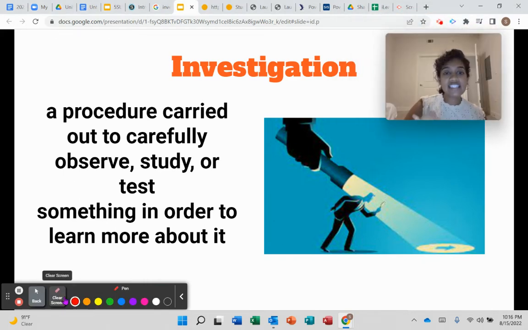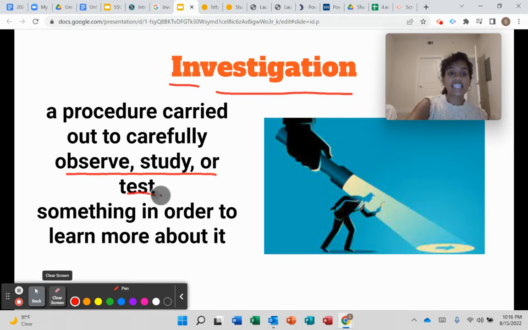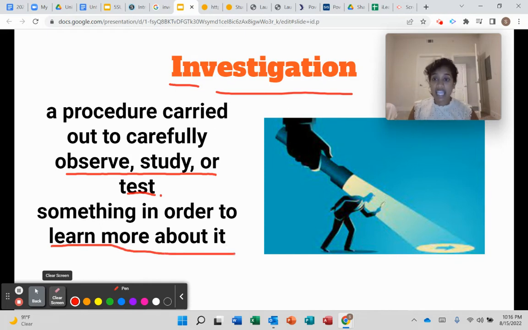An investigation is a procedure carried out to carefully observe, study, or test something in order to learn more about it. So, investigations are things that we're doing. We're testing things, we're making observations, we're studying things to learn more about them. We're kind of being detectives when we investigate.